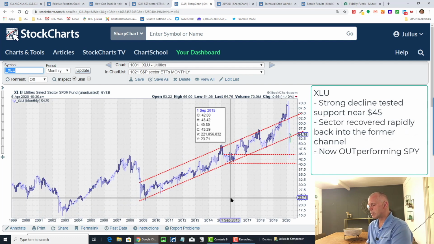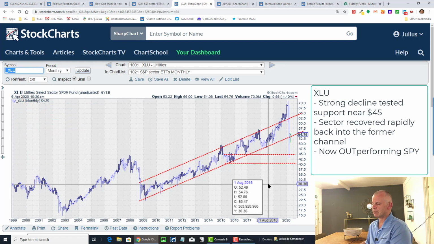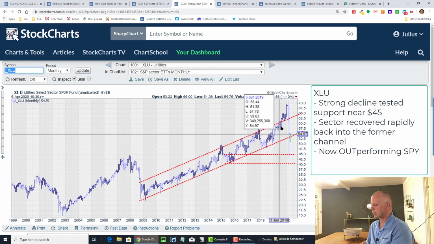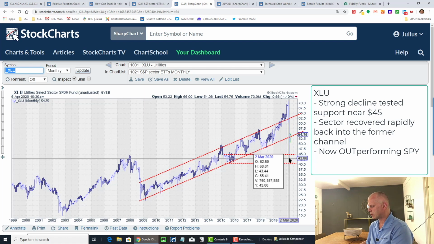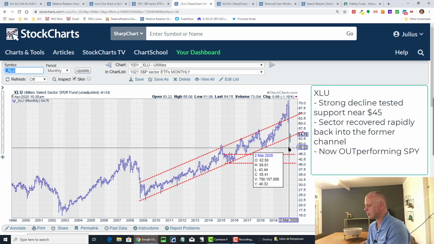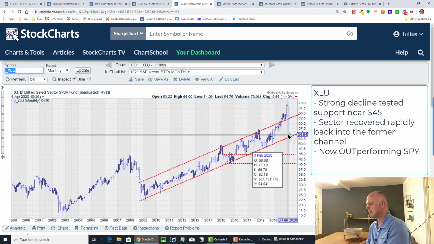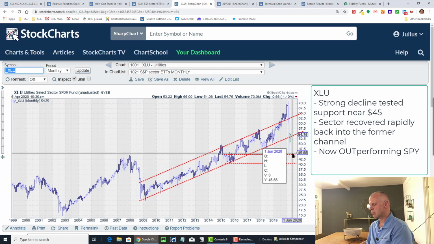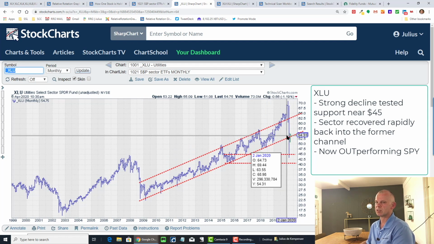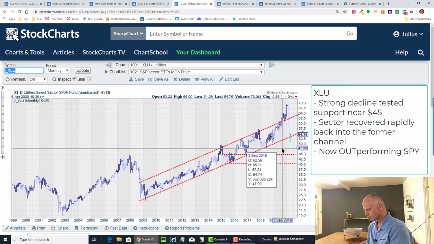Utilities, with staples, probably the most predominant defensive sectors in the universe. And it's doing a little bit of the same. We had this massive bar down during March, which dipped below 45, but rapidly recovered and actually closed inside its rising trend channel. So if we wouldn't look at the bars, but at a line chart with closing prices, you wouldn't even see this dip here. It would still be inside that rising channel.